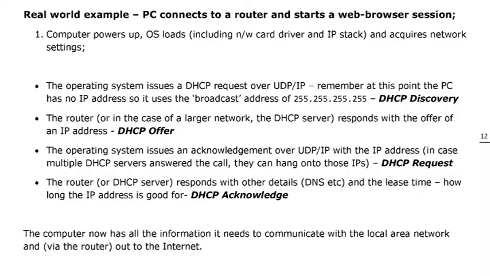The operating system of the computer that made the original DHCP discovery request now responds with a DHCP request packet. Now we're still working over UDP IP at this point, that's kind of acknowledging that it received the IP address from the DHCP server. Now the next part of the transaction, which kind of closes off the DHCP phase, is the router, or the DHCP server, responds with some other details. It gives you some DNS numbers and lease time, how long that IP address is going to be good for.